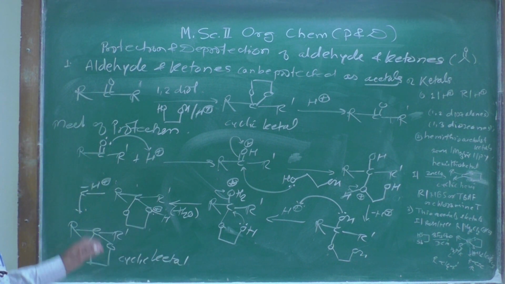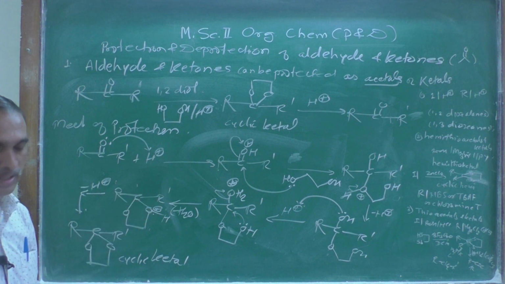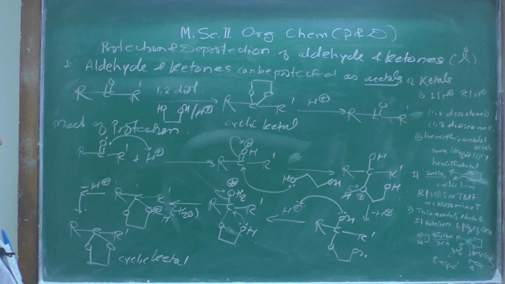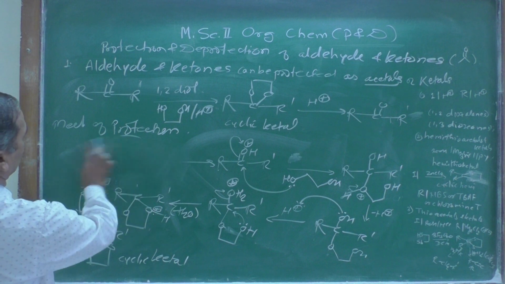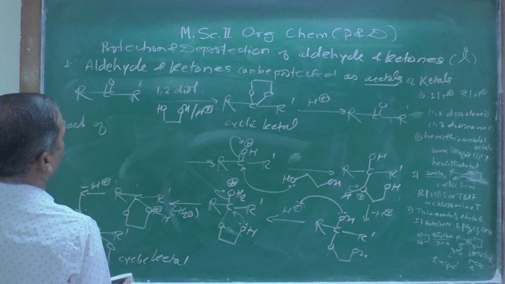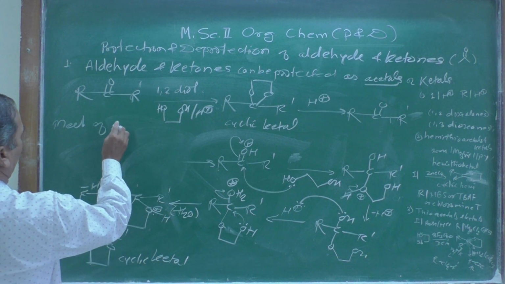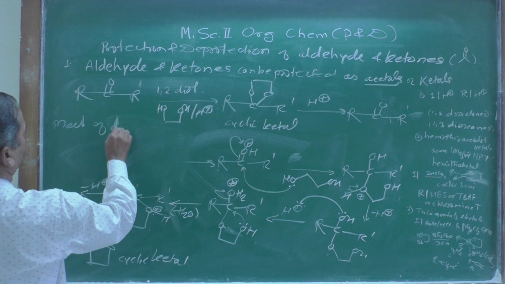So in this way we can protect. This is a representation of the mechanism of cyclic ketal. Now let us move on to the next one, that is the mechanism of deprotection of cyclic ketals. Deprotection.